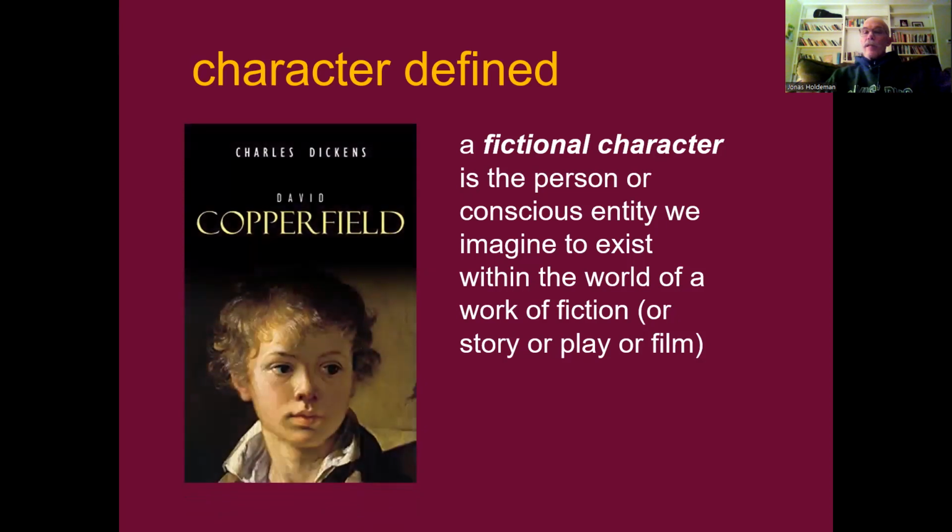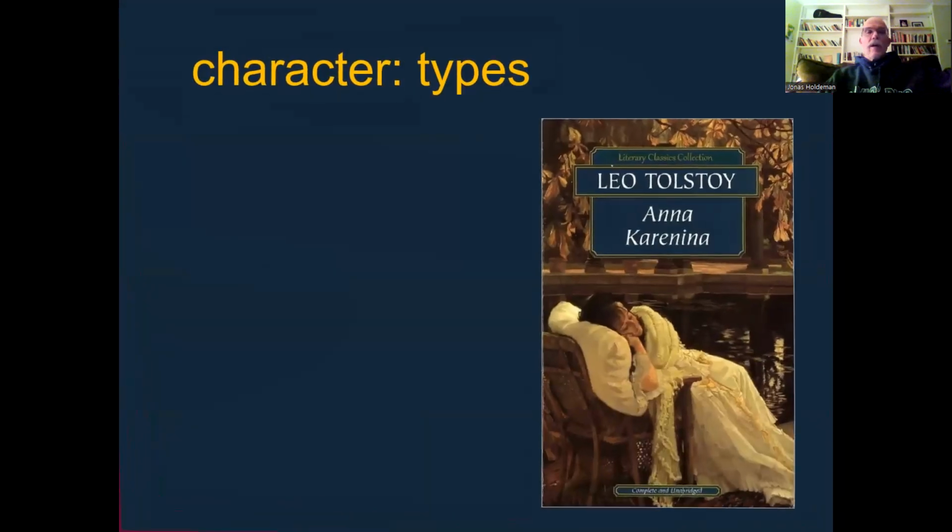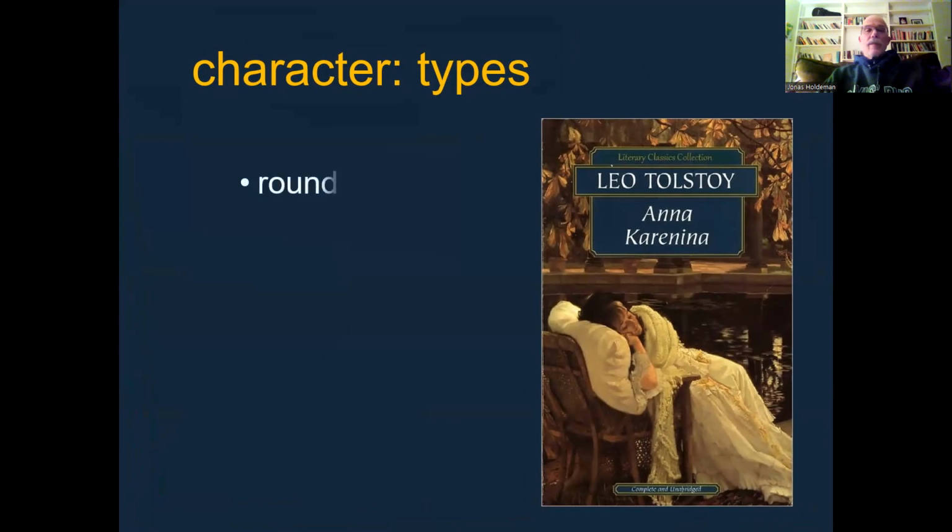So here I've given you an example from the eponymous character David Copperfield by Charles Dickens. So he then is the central character there. So let's talk about character in terms of types. The first type is going to be a round character. Second is flat. The third is stock.